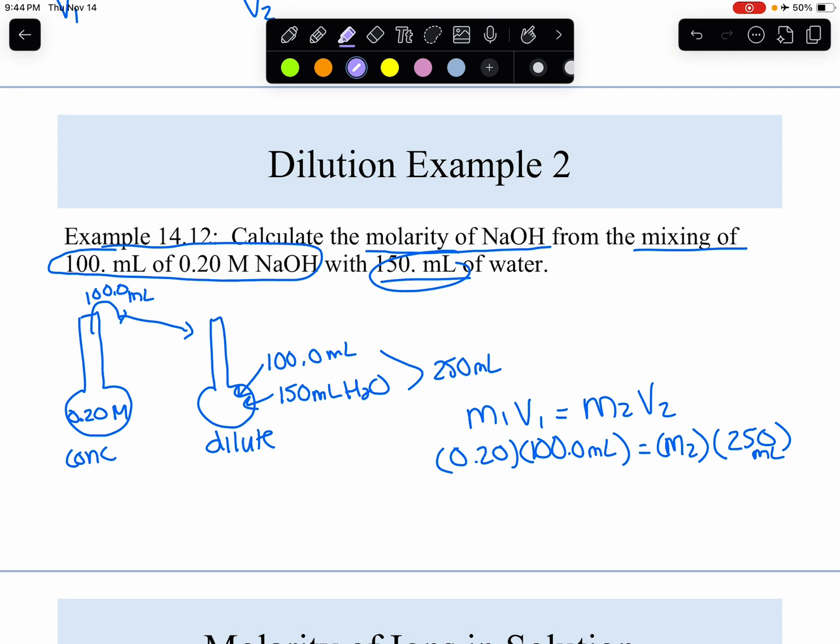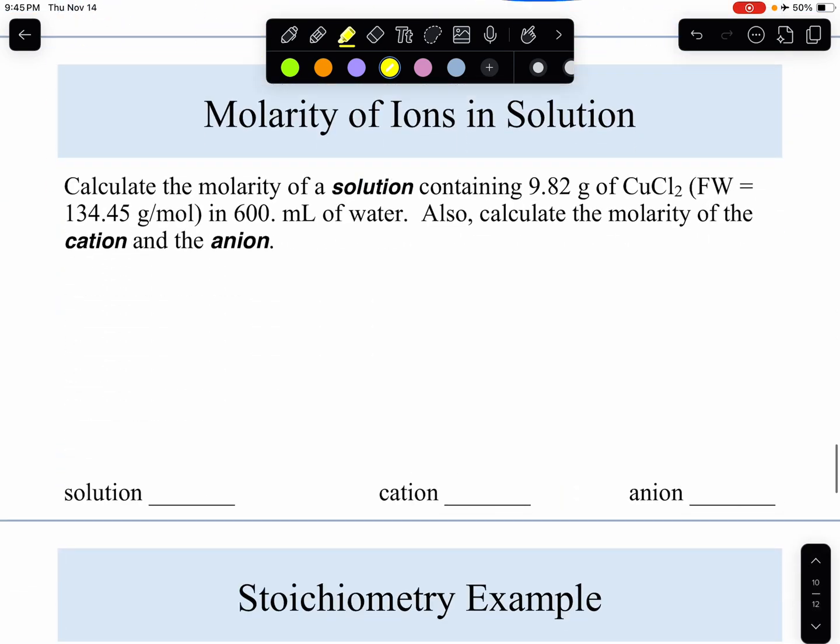Please, please, please confirm that your units are the same for your volume. This is milliliters, this is milliliters. If they were not the same, you'd have to convert to get them to be the same. So same math here: multiply 0.2 times 100, get an answer, divide by 250, and my answer ends up being 0.08 molarity for my new solution. A good check is, since it's the dilute, it should be less than the initial molarity, which it is. It's a nice little check to make sure you did it correctly.